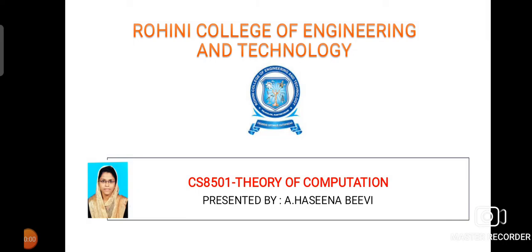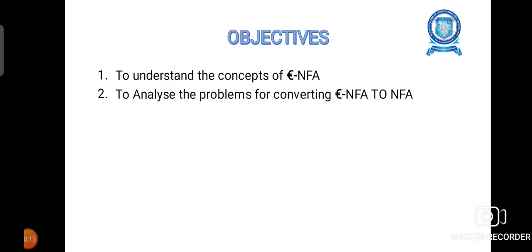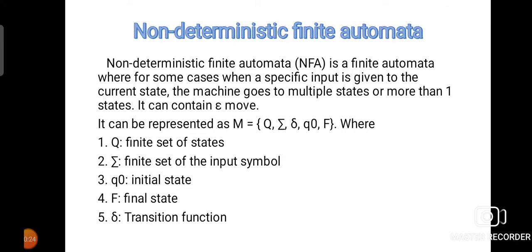Hello viewers, this is the video lecture on the subject Theory of Computation, and the topic is conversion from Epsilon NFA to NFA, from the second unit. The objectives are to understand the concepts of Epsilon NFA and to analyze the problems for converting Epsilon NFA into NFA. First of all, let us remember the concepts of non-deterministic finite automata.